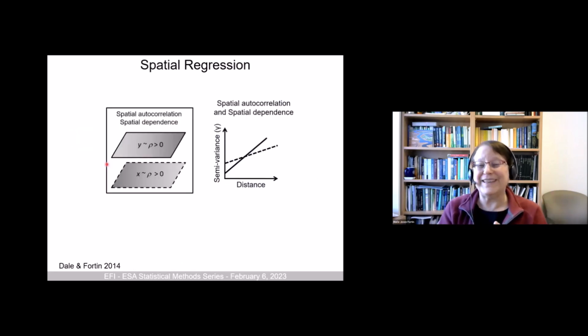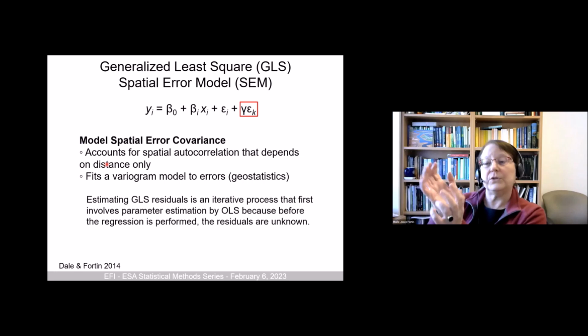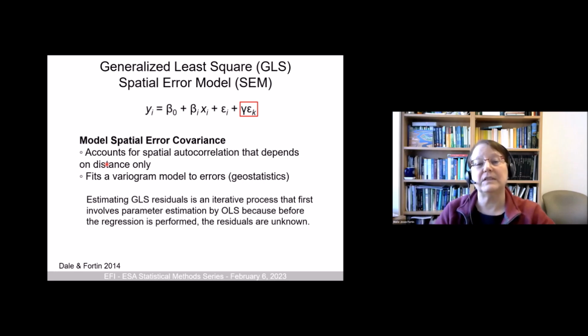Then, of course, spatial autocorrelation and dependency can both occur at the same time. As I mentioned, the current packages that we use, Moran's I, Geary's C, or variogram, would not differentiate the origin of those spatial patterns. So what we can do in a regression is put all this structure in the residual. This is the spatial error model, and the generalized least squares algorithm allows us to do that.